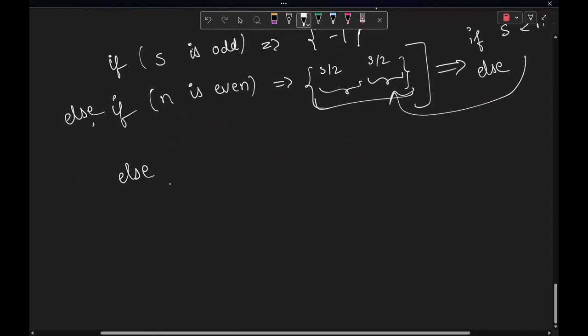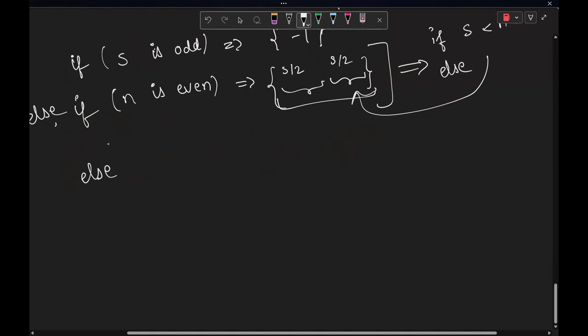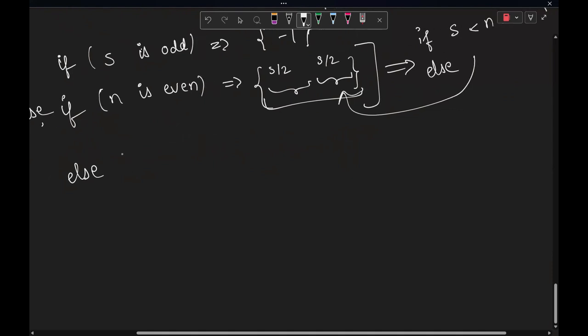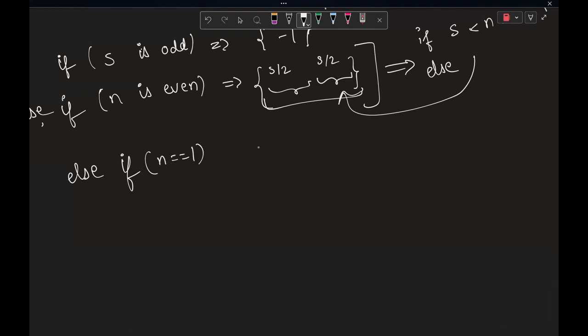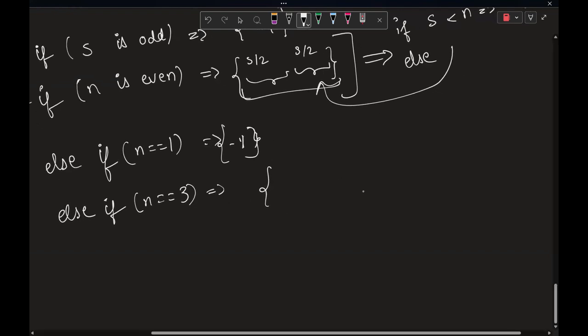In the else condition, if n is odd, in that case you have multiple cases. What if n is 1? The answer is no, like the answer is -1. You can't really do anything. If n is equal to 3, for this we formulated a case.